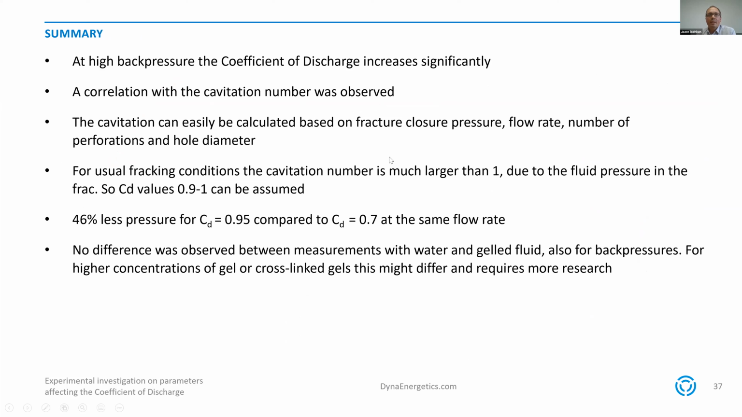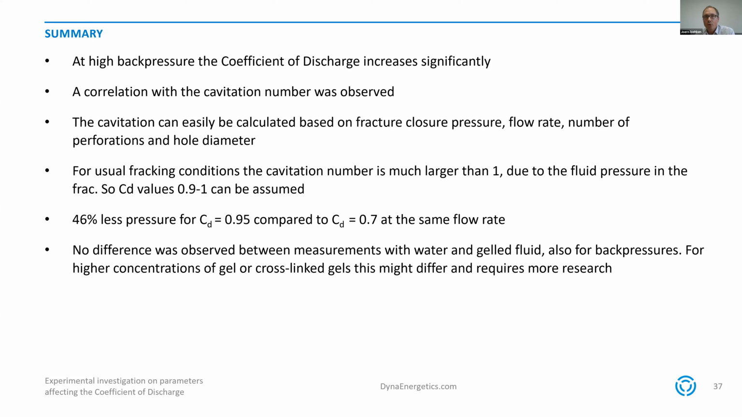So to summarize the second part, we've seen that at high back pressures, the coefficient of discharge increases significantly. We've seen a correlation with the cavitation number. The cavitation number can easily be calculated based on the fracture closure pressure, the flow rate, the number of perforations, and the hole diameter, which are values you normally have.